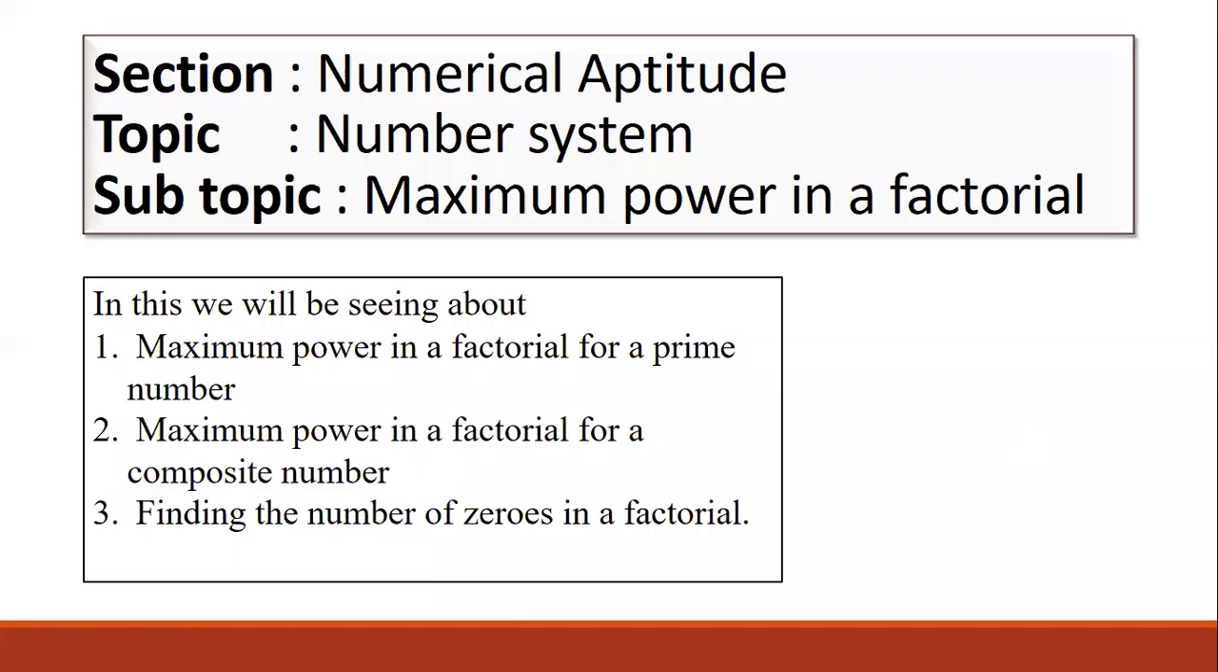Hello everyone. In this video, we are going to see one of the most important topics in the number system, and it is commonly asked in placements as well as any competitive examinations: finding the maximum power in a factorial. There are only three different types of problems that can be asked under this topic: maximum power in a factorial for a prime number, maximum power in a factorial for a composite number, or finding the number of zeros in a factorial.